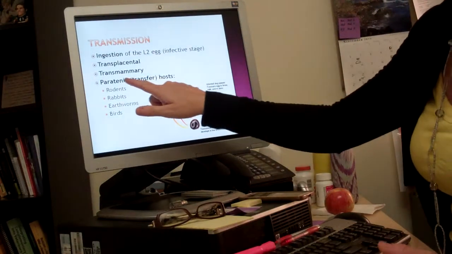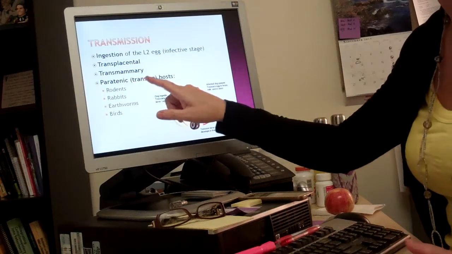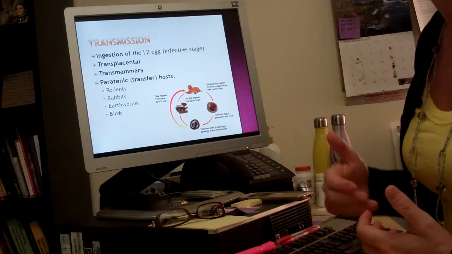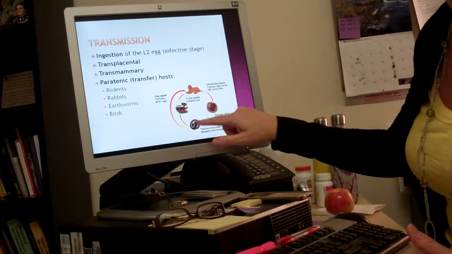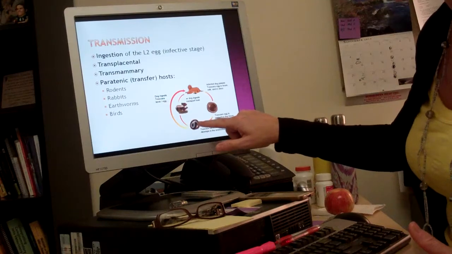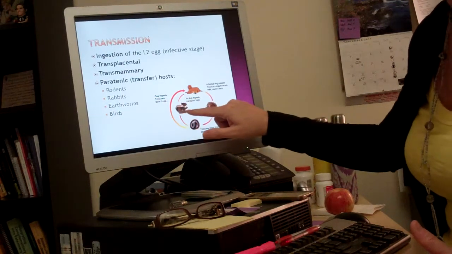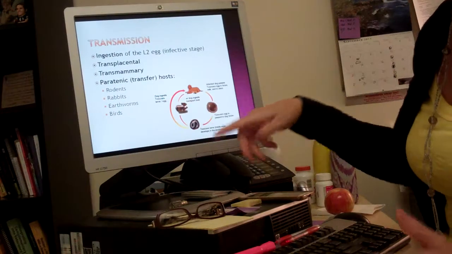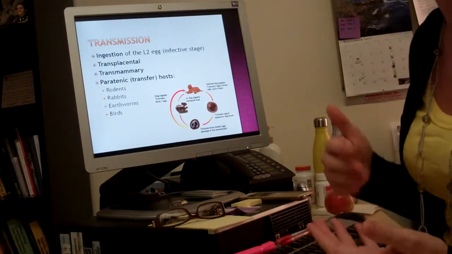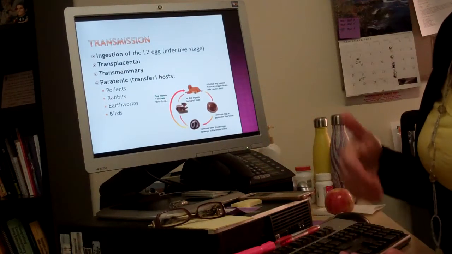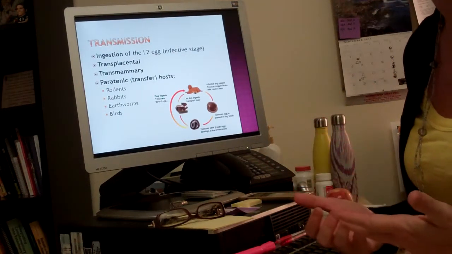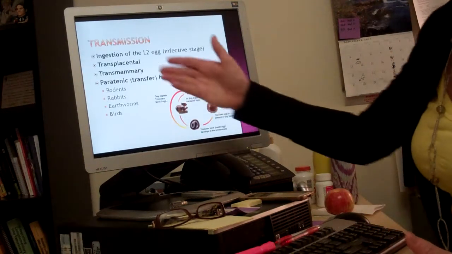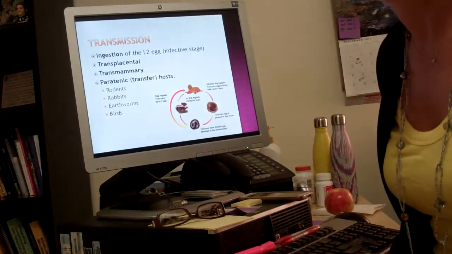We also have some paratenic hosts. Now remember that the paratenic hosts are just transfer hosts. They don't aid in the parasite's life cycle. So if a squirrel ingested that infective stage, it wouldn't mature in this host, but if that dog ate that squirrel, yay, the parasite is very happy because now we're back inside the primary host. And if we're in the primary host, we can mature into an adult, and when we're an adult, we can make babies.